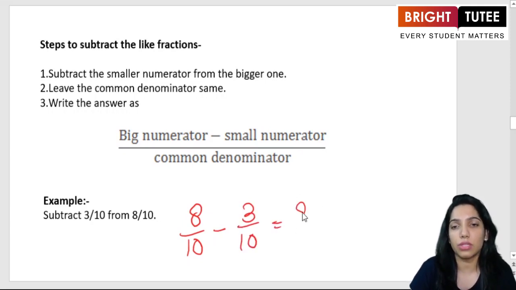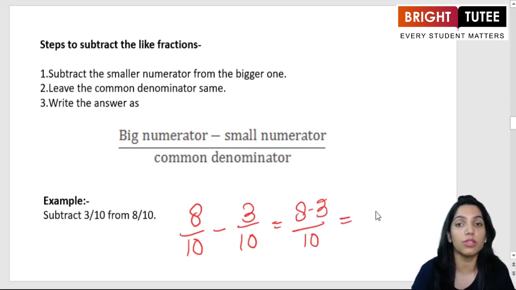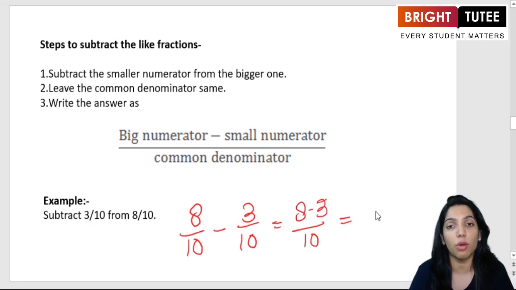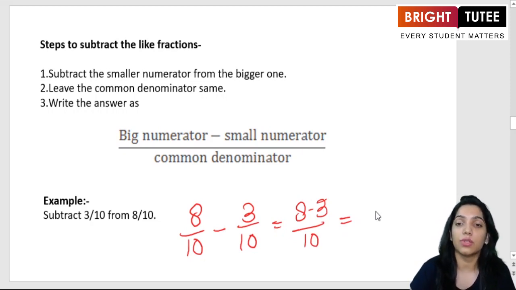Okay, so what is 8 minus 3 over 10? You just solve the numerators. You will not solve the denominator. The denominator will remain the same. So it's 5 over 10. Okay, I hope it's clear.